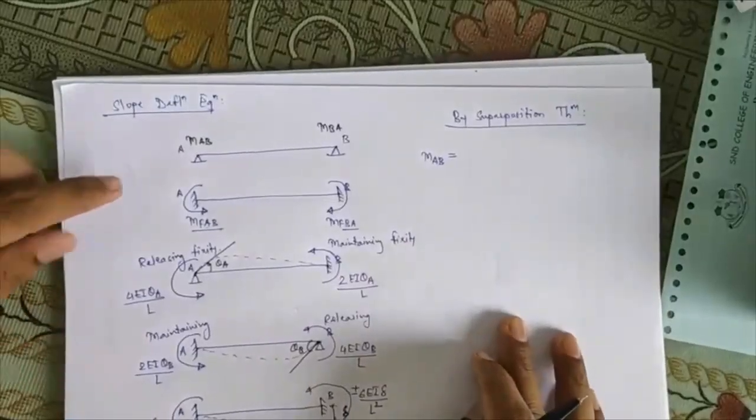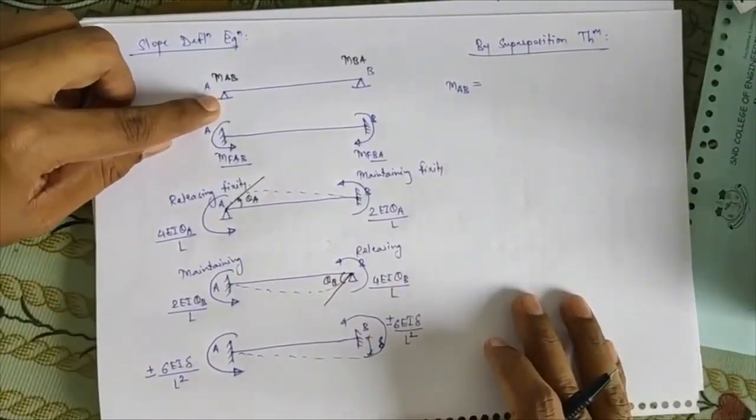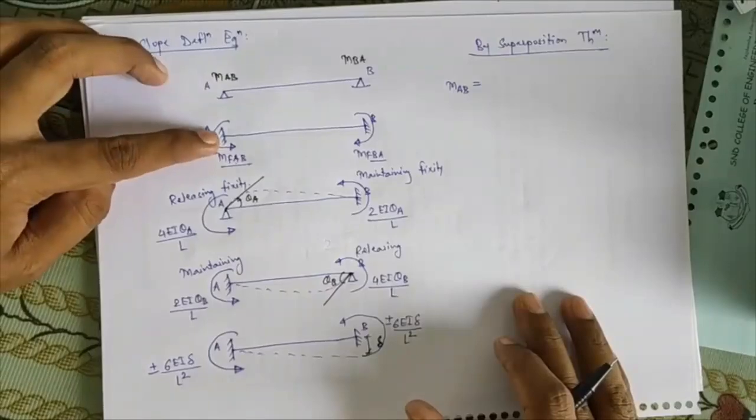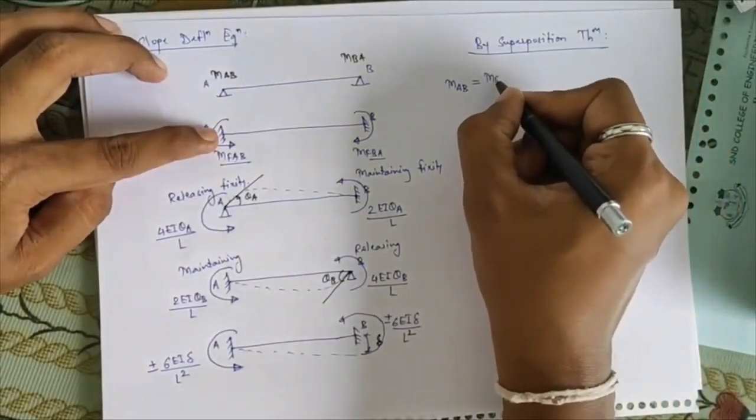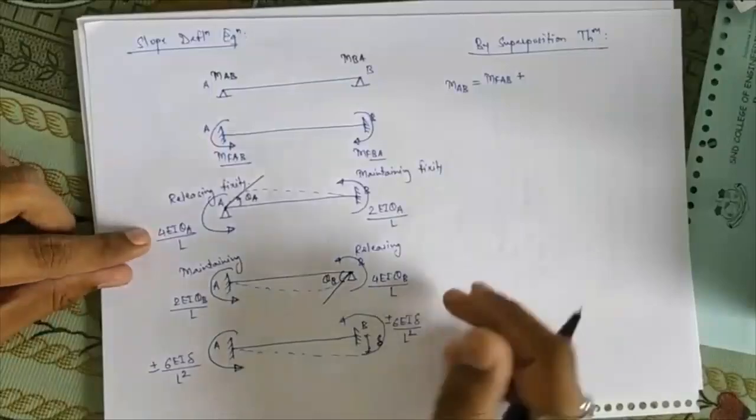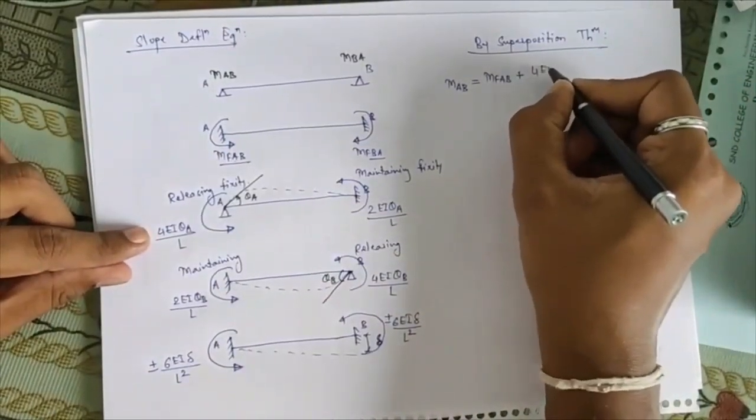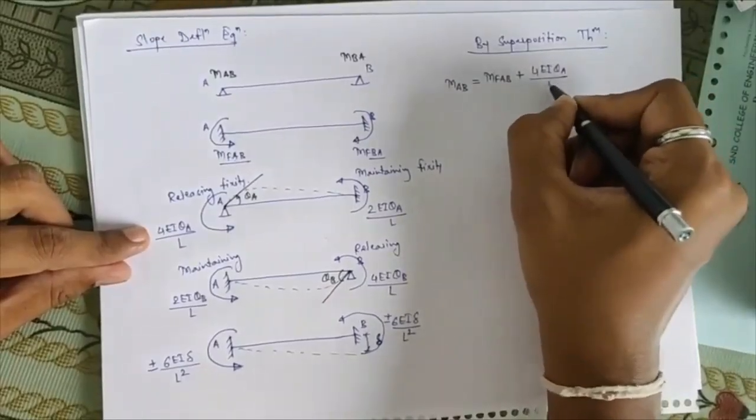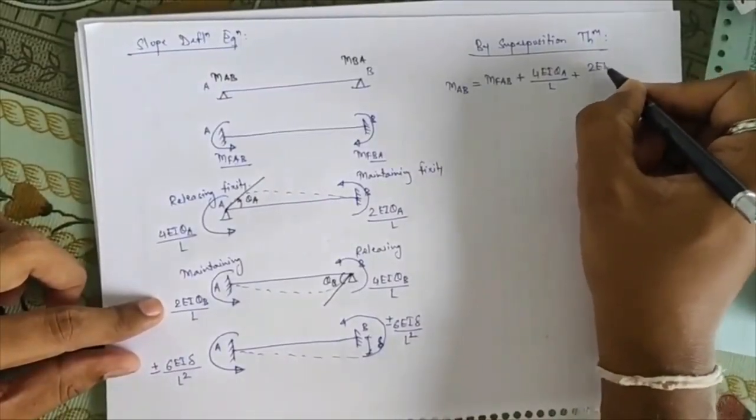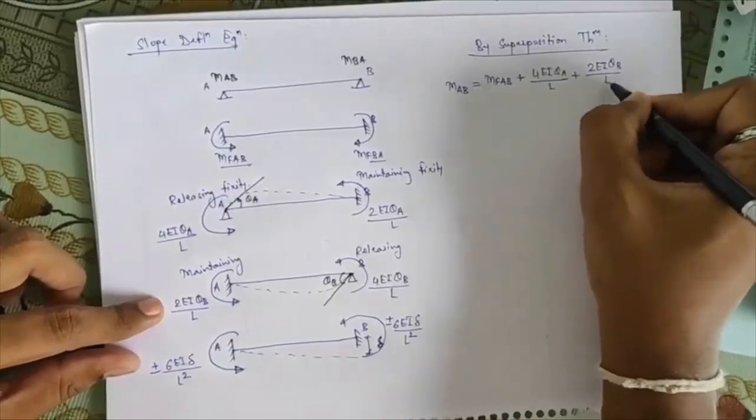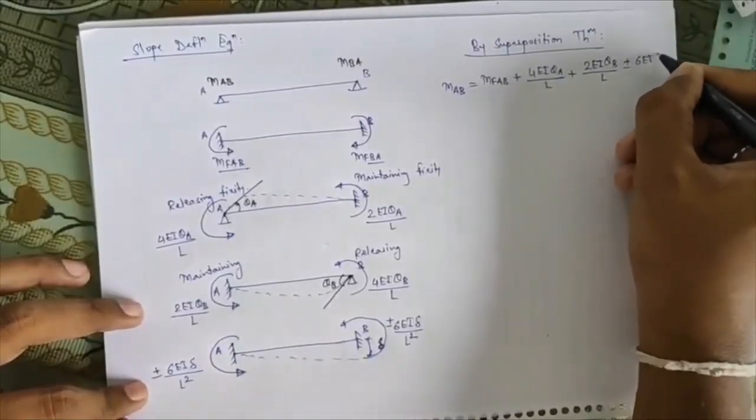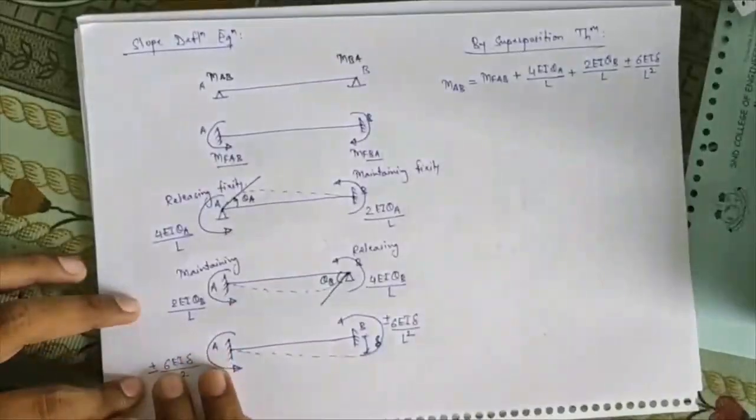Simply, whatever moments I have got at this joint A, I have to accumulate these moments. So first, MAB will be equal to the first moment, MFAB, plus the second moment, 4EI theta A divided by L, plus the third moment, 2EI theta B divided by L, and the last one, plus or minus 6EI delta upon L square.